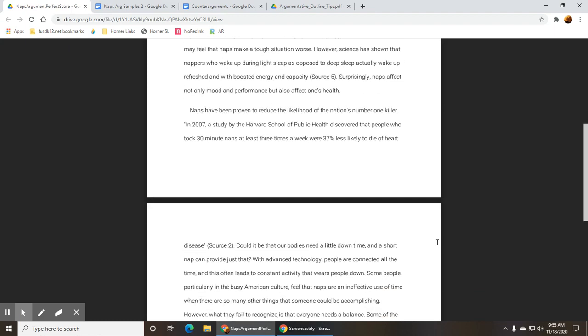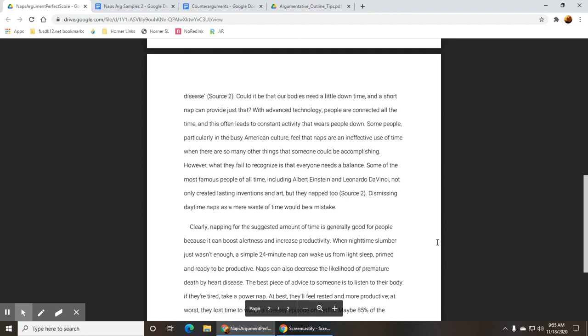Naps have been proven to reduce the likelihood of the nation's #1 killer. In 2007, a study by the Harvard School of Public Health discovered that people who took 30-minute naps at least 3 times a week were 37% less likely to die of heart disease. Source 2. Could it be that our bodies need a little downtime, and a short nap can provide just that?